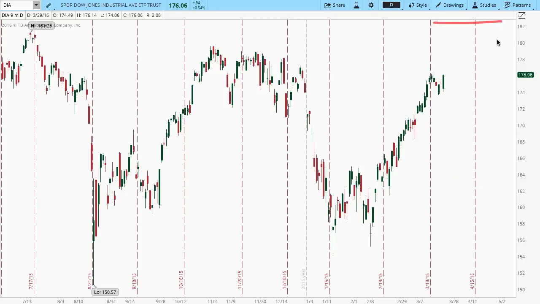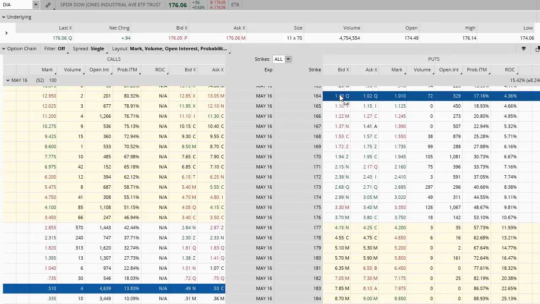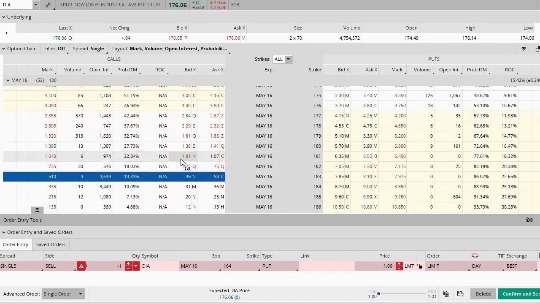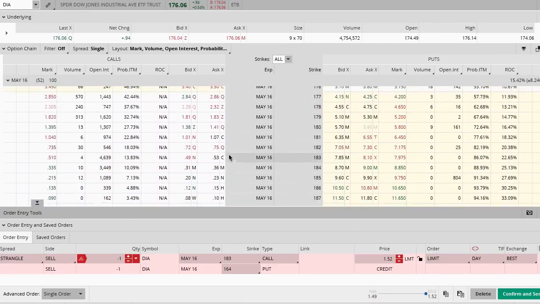But again, this range is our 70% chance of success range. There's a 70% chance that the market stays between these two strikes. There was about a 17% chance that the market was below this level, and there was about a 13% chance that the market was above this level up here. Okay, so again, all we did is we just added those two probabilities together, and that's how we determined our 70% anchor strike price. So now from here, we can go ahead and sell the 164, 183 strangle around the market.